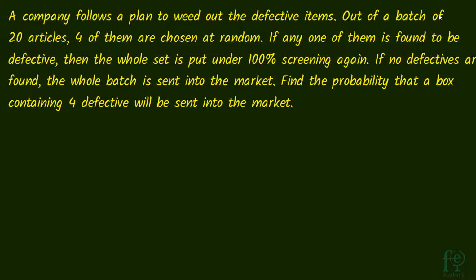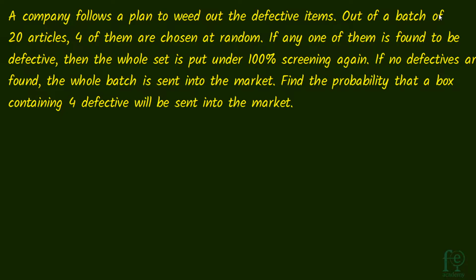So out of 20 articles, we will be choosing 4, and if any one of them is defective, it will be again sent for screening. Only if the 4 articles which are chosen at random are non-defective, then the batch will be sent out to the market. If any one of them is found to be defective, it will be removed, and then the batch will be sent for 100% screening again. So there is a chance that again a defective one will come up in the next batch. So what is the probability that a box containing 4 defectives will be sent into the market?